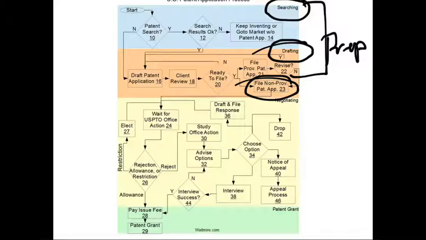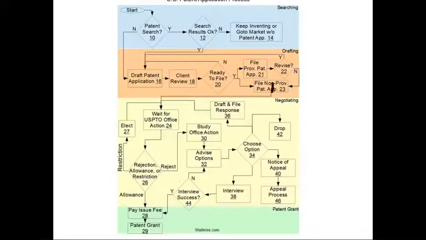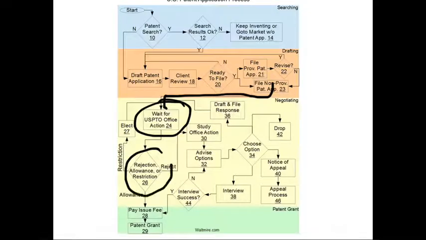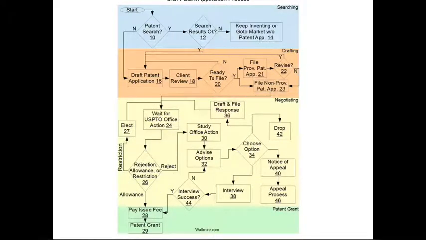And we have all these different channels that things could go. You'll see that if you follow the flow of the little arrows here, you wait for the USPTO office action. It could be a rejection or allowance or restriction. Restriction relates to those divisional applications we were talking about a little bit before. If it's a rejection, you'll study that office action. You'll come up with some options, choose an option, and then you'll go back through this little cycle again. If you get an allowance, lucky you, then you pay your issue fee and you'll get your patent issued.